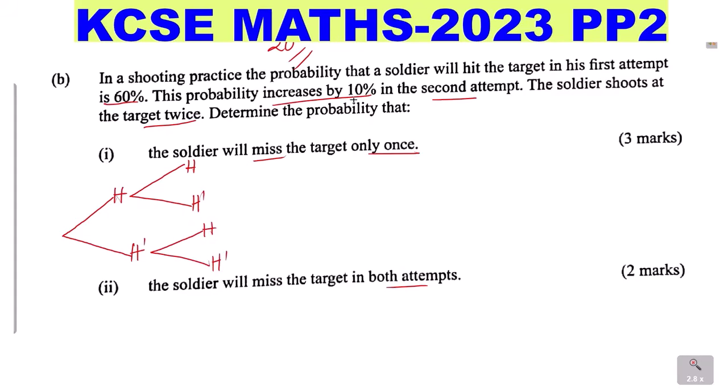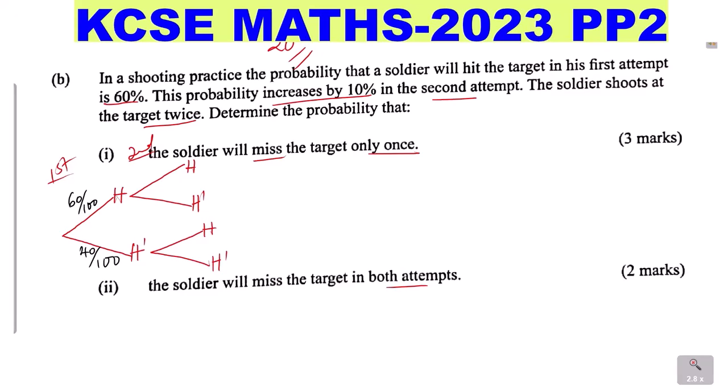So the probability that in the first attempt, this is the first attempt, and the second attempt is the second branch here. Target is 60%, and 60% is 60 divided by 100. So missing the target will be 40%, 40 over 100. But in the second attempt, the probability of hitting the target increases by 10%. So how do we get that? It increases by 10%. So there are two ways of doing this.